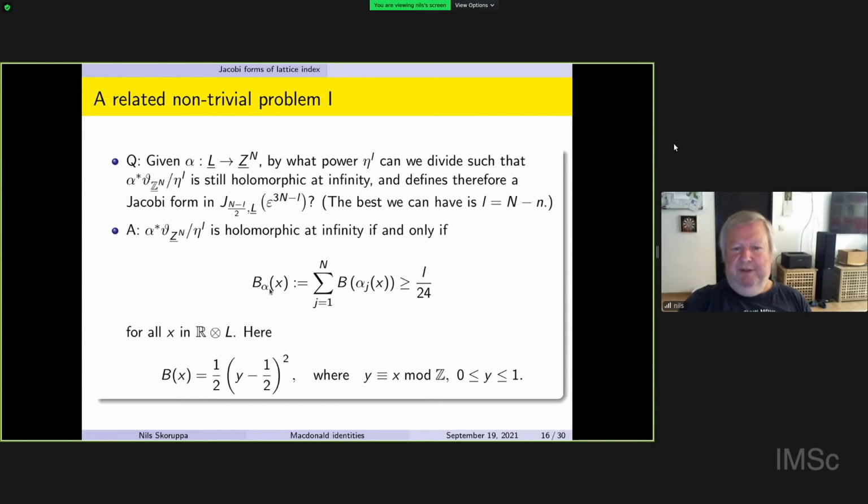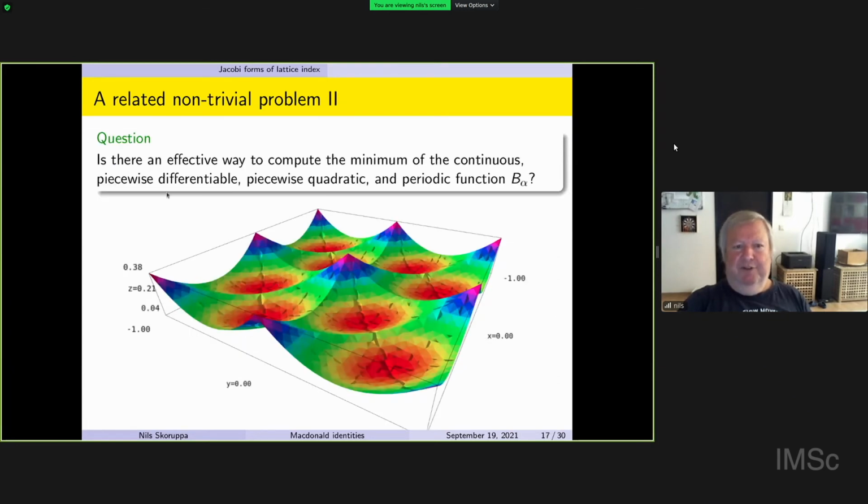I call this B alpha x, this sum that we have here. And the b x that you see here is this function here. So it's essentially somehow like the second Bernoulli polynomial, up to some added factor, and then cut between 0 and 1, and then continued periodically, that we consider very often in number theory. So here's the definition that I gave. So this is function beta of x. So this function beta alpha, if you have an embedding, is a function, and I put one example here, which is piecewise differentiable, of course piecewise quadratic. It's periodic, and it just might look like this.